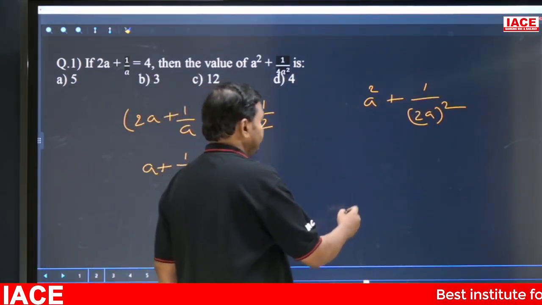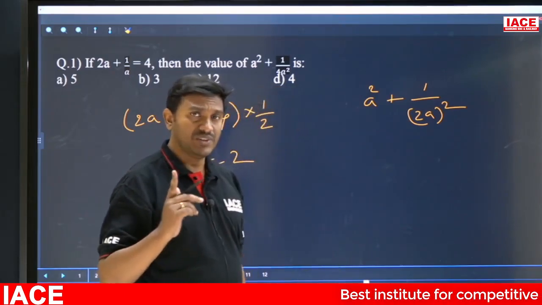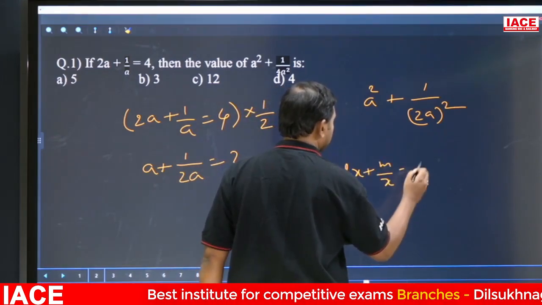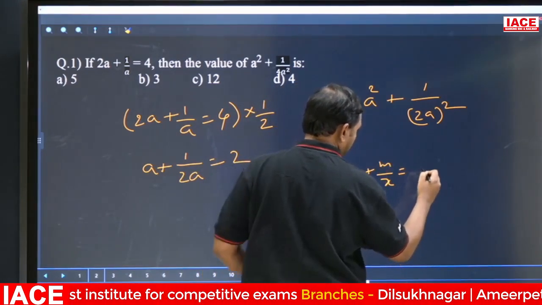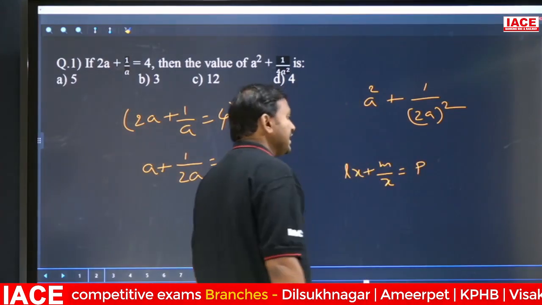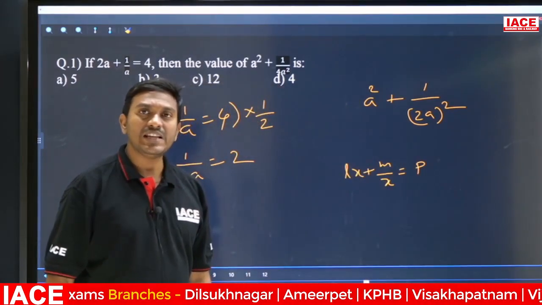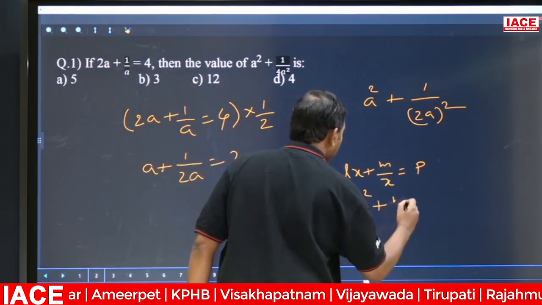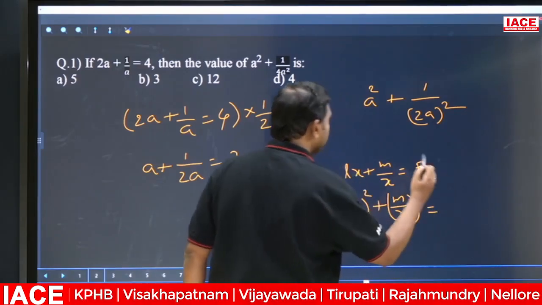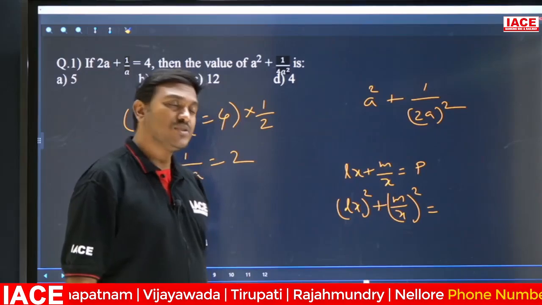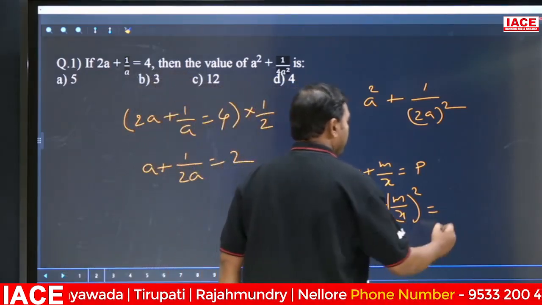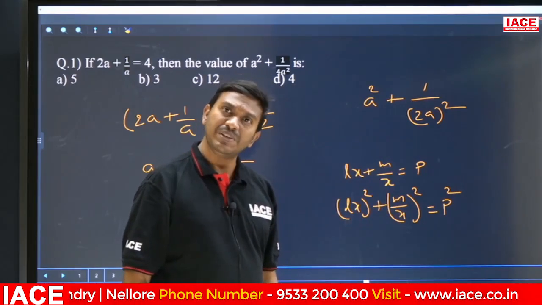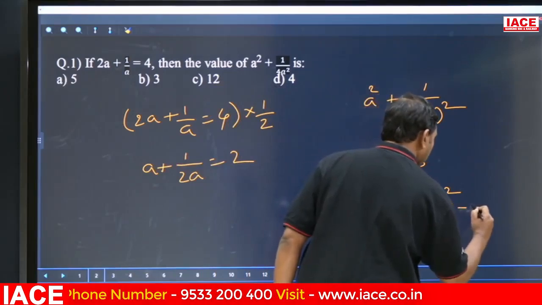Now, the x plus 1 by x formulas we already discussed. What is the formula? If Lx plus m by x equal to p, then what is Lx whole square plus m by x whole square, we discussed. The basic formula: if x plus 1 by x equal to p, then x square plus 1 by x square is p square minus 2. Same here also, p square minus 2.